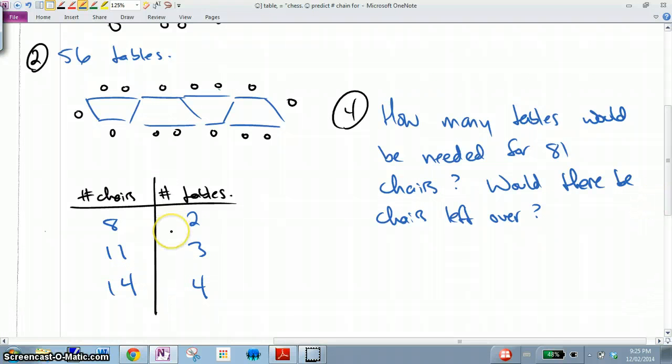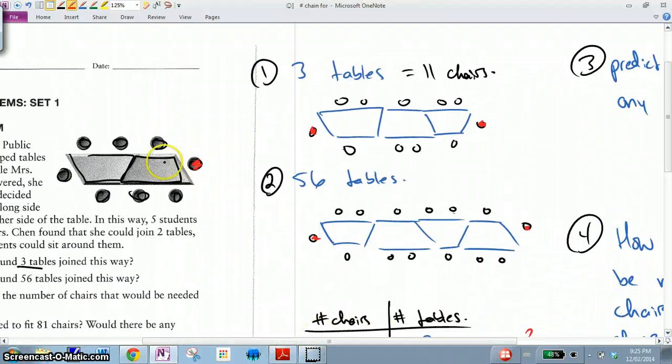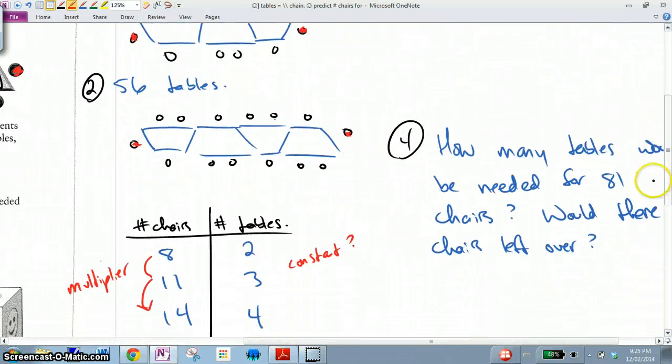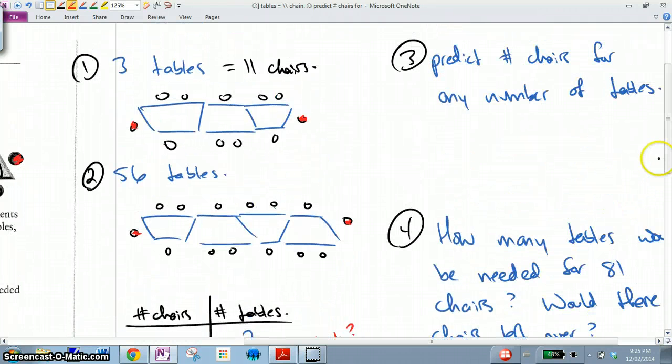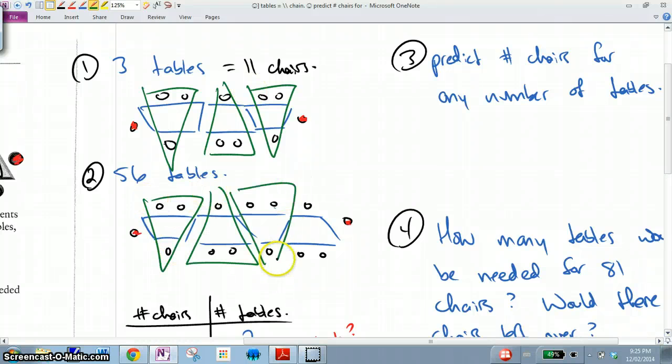You could look at that and start to ask yourself, what might the constant be? What might my multiplier be? How much am I going up by? You could also look up here. Right? We've got these 2 chairs on the side that don't go anywhere. When we had 2, 3, 4, there's always 2 extra chairs on the side. So hopefully by looking at that, you'll see that your constant is 2. And then that increase, or that group of chairs that you have at every table, is 3. So 3, in this case, is the multiplier.